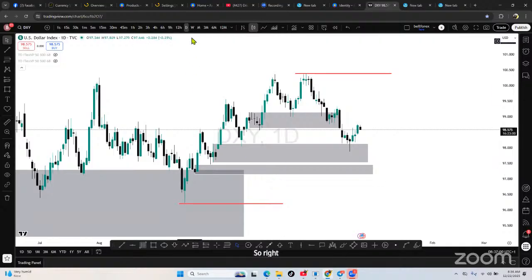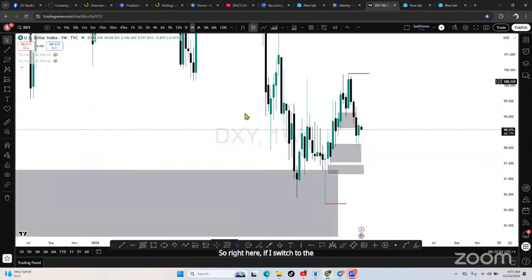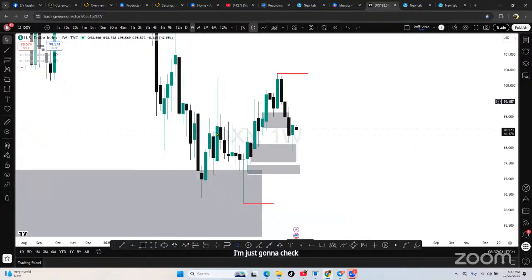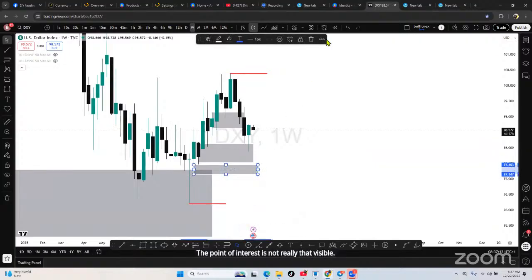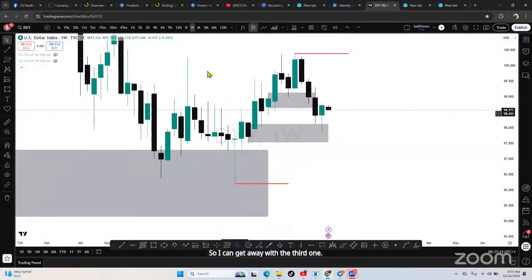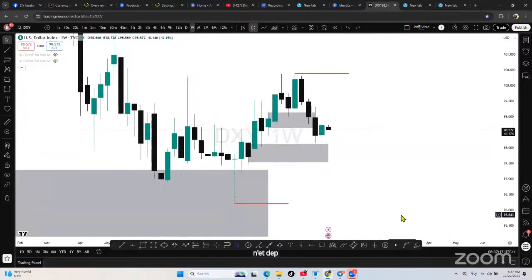So right here, if I switch to the daily time frame, I'm just gonna check. And when I switch to the daily time frame, you guys can see clearly for yourself that the third point of interest is not really that visible. So I can get away with the third one. Donc, le troisième n'était pas vraiment visible comme un point d'intérêt.